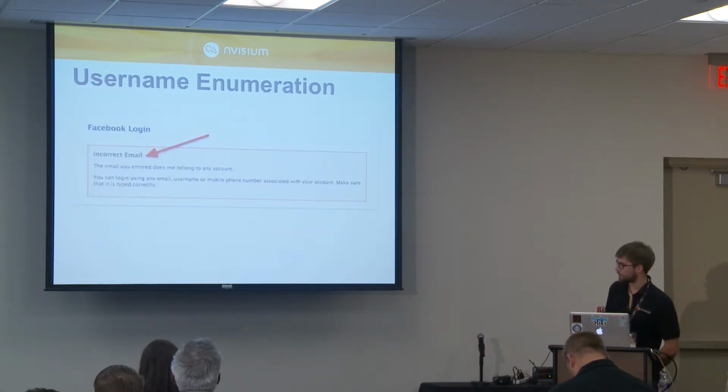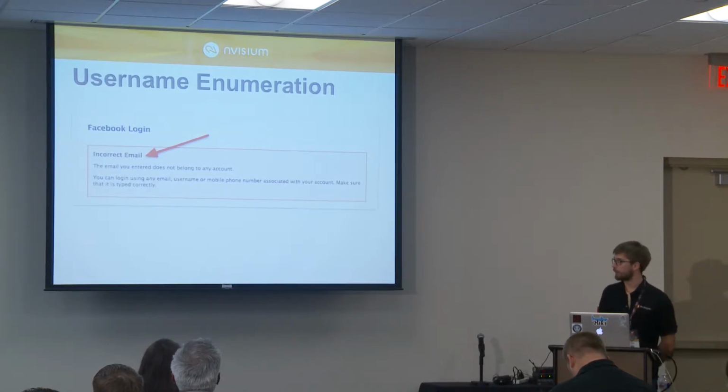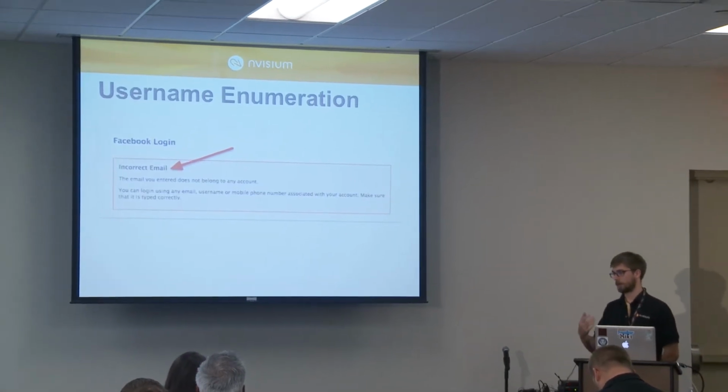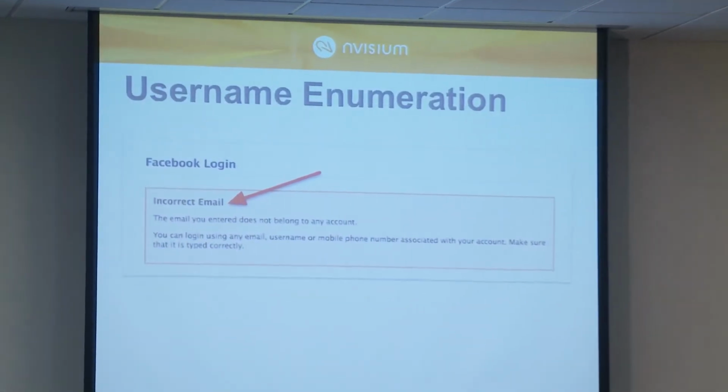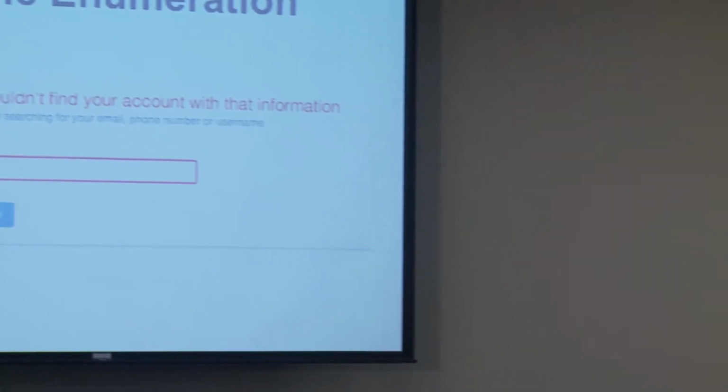So yeah, Facebook's vulnerable to username enumeration. If you try to log in with an account that doesn't exist, it basically says incorrect email address. It's pretty straightforward. Twitter is also vulnerable to username enumeration. I don't feel bad saying this because they've expressed the fact that they don't care and they're not going to fix it. So a lot of organizations really don't care.